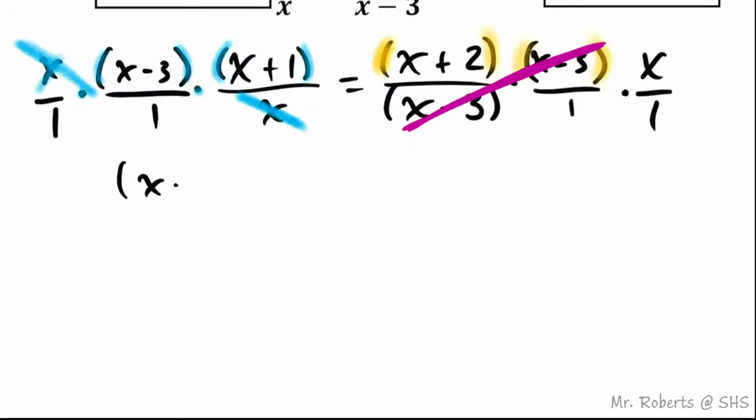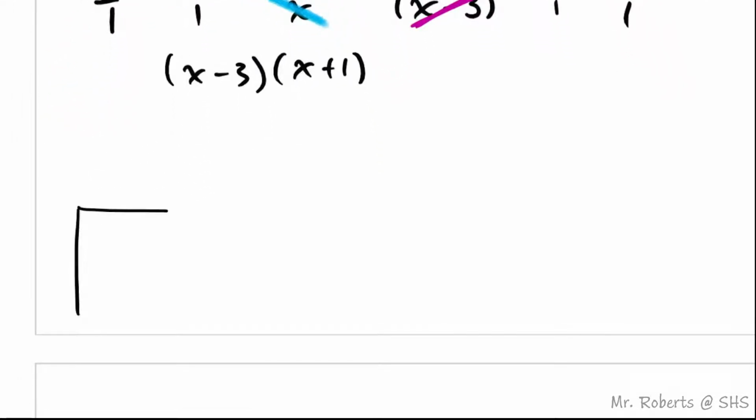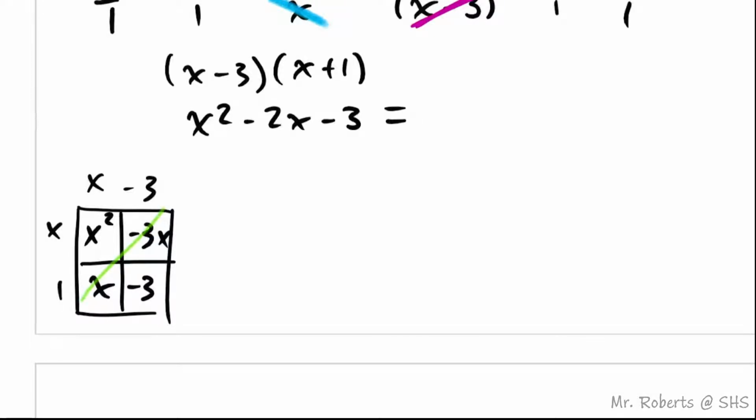If I multiply this, I don't need to do this, but it might be helpful to think about a generic area model. So I can sketch one down here. I'm multiplying a binomial, x minus 3, times another binomial, x plus 1. And when I do that, I get x squared, there's a minus 3x, there's a positive x, and then there's a minus 3. Two of those can be combined, right? The x and the minus 3x can be combined into negative 2x.